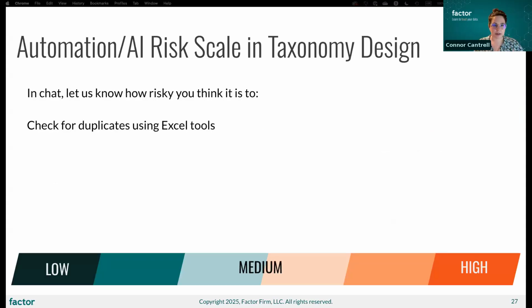Okay, so now I want to do some practice based on some common taxonomy design tasks. Let's say you're a taxonomist that needs to overhaul your company's taxonomies. There's a lot to do in a short amount of time, so you're going to automate some of the process. So in chat, I'd like to hear how risky you think it is to check for duplicates using Excel. And you can just let us know using low, medium, high, where you think it falls in the scale.